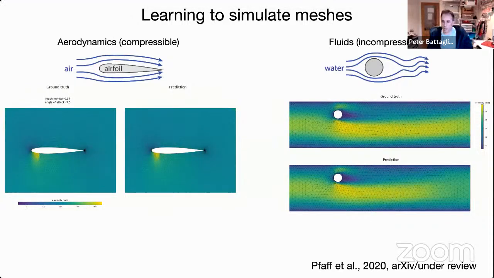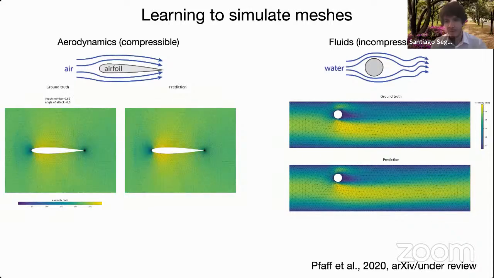Okay, so then next question: what do you really gain by using your framework and simulating fluid flows compared to CFD models?